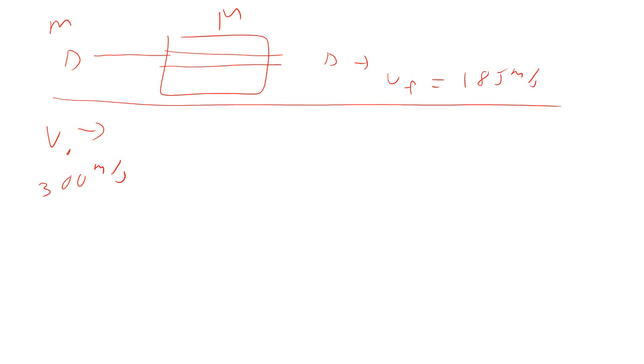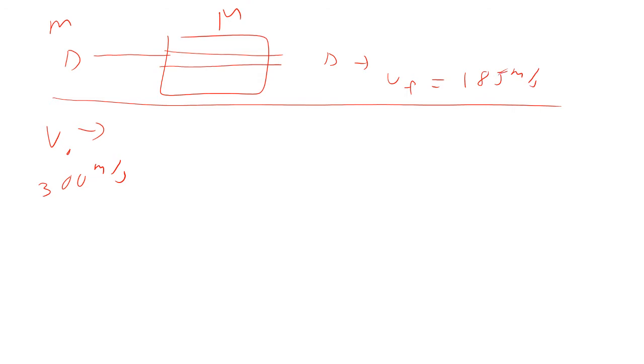Well, let's consider the possibility that the bullet actually goes through the object. So now what's going to happen is we have a v naught right here, and we're going to say the v naught is still 300 meters per second, but it has a v final afterwards. Let's say the final velocity is 185 meters per second.